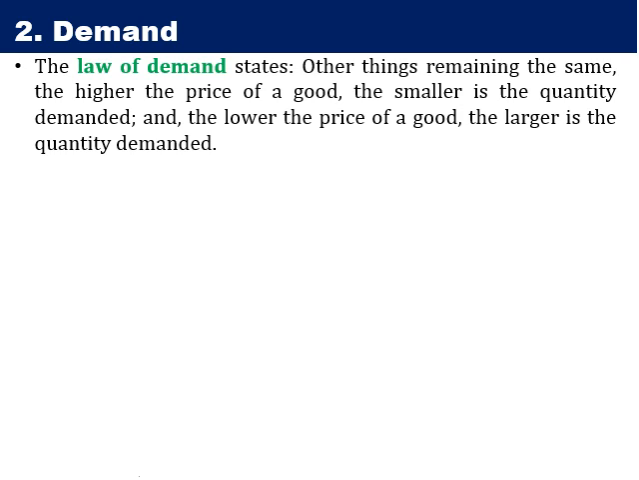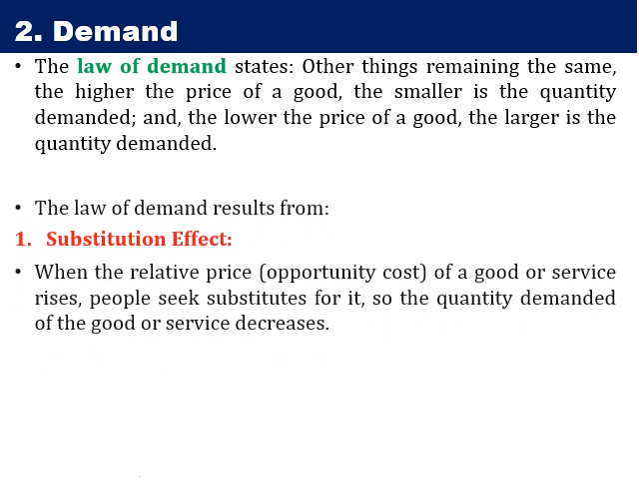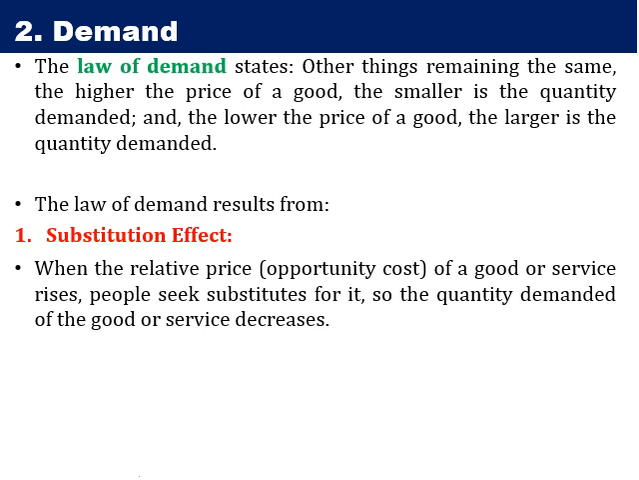This relation seems logical, but why does a higher price reduce the quantity demanded? Well, the law of demand results from two effects, which are the substitution effect and the income effect. What is the substitution effect? According to the substitution effect, when the relative price or the opportunity cost of a good increases, then people will try to find other goods as substitutes for the good with the higher price. So in this case, the quantity demanded of this good or service will decrease.